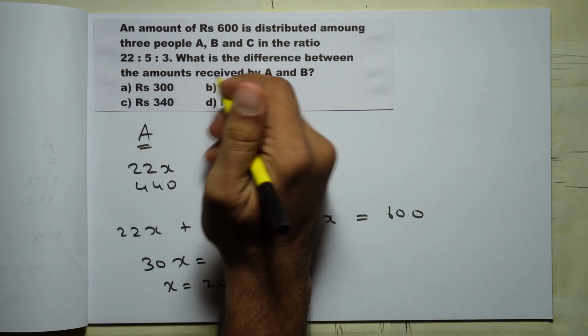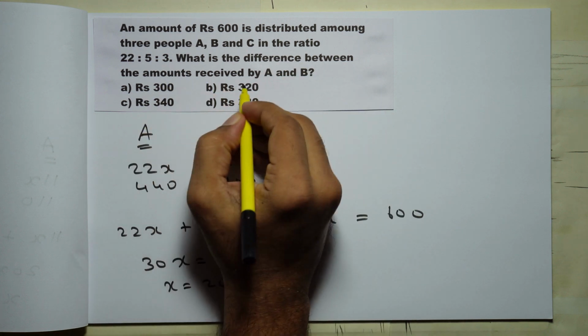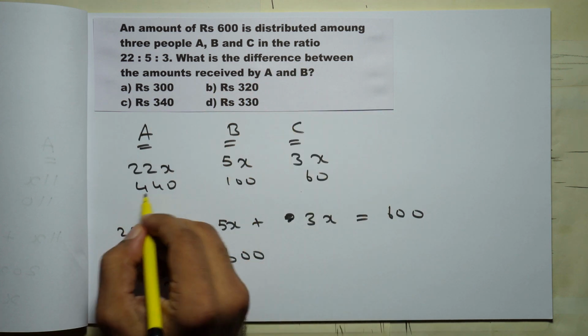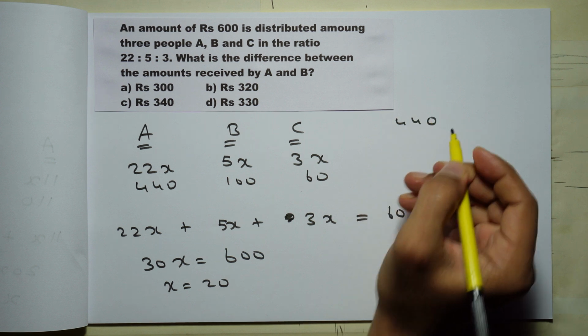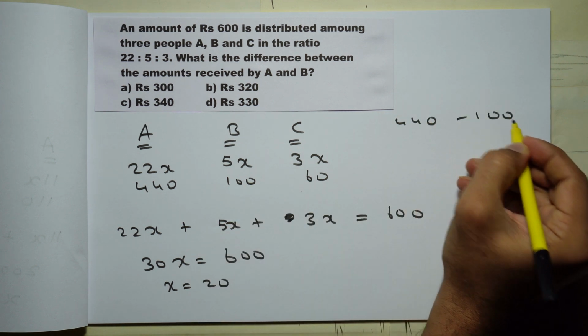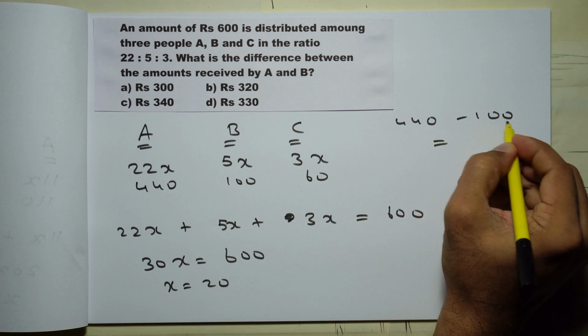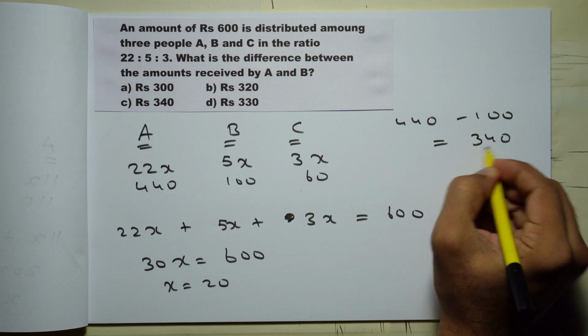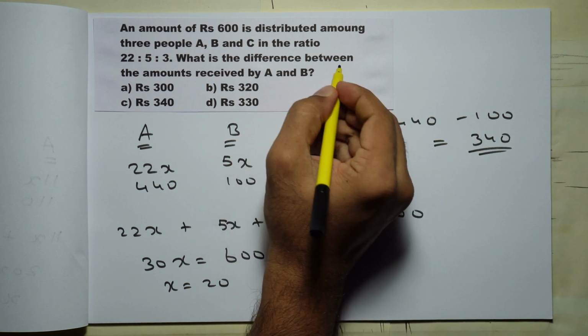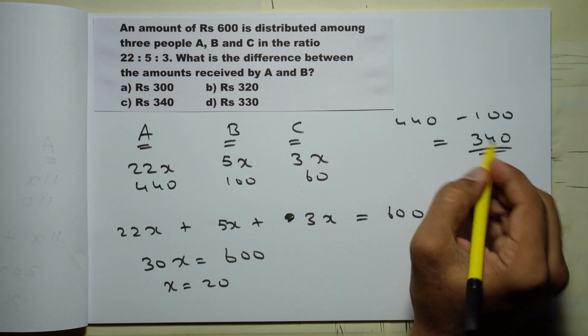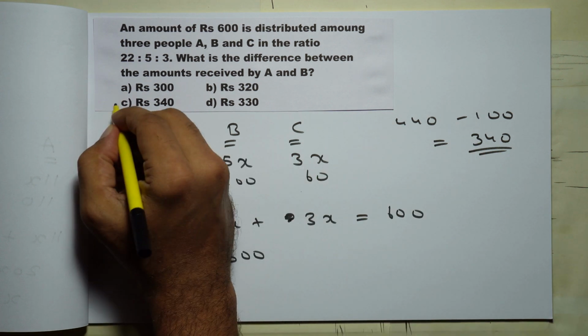Now the question is, what is the difference between the amounts received by A and B? A obtained 440 minus B obtained 100. So their difference is 440 minus 100, which gets you 340. So the difference between the amounts received by A and B is 340, option C.